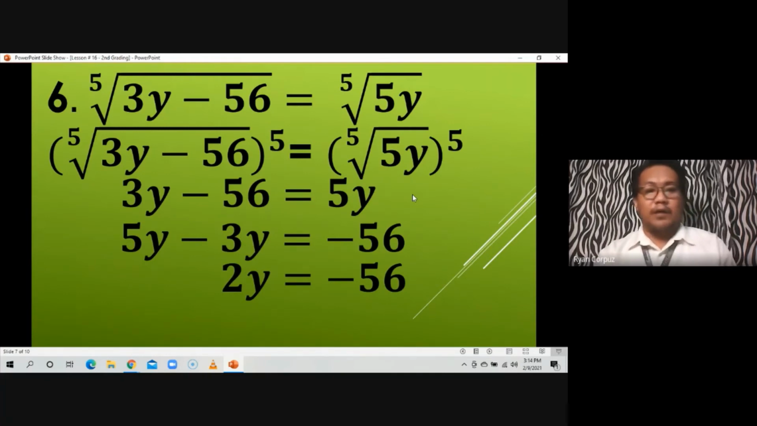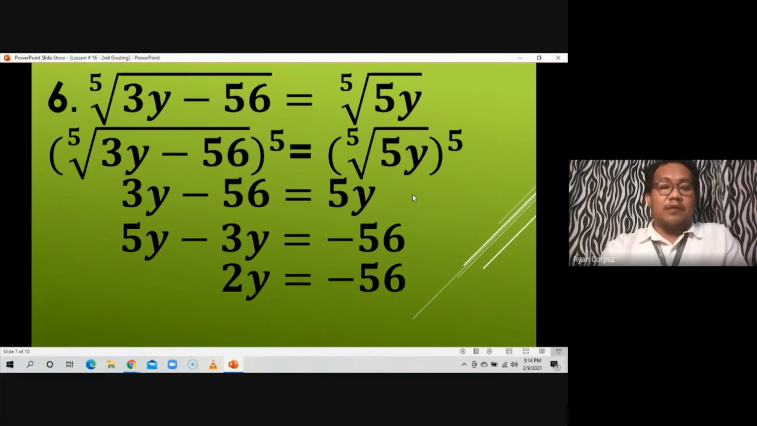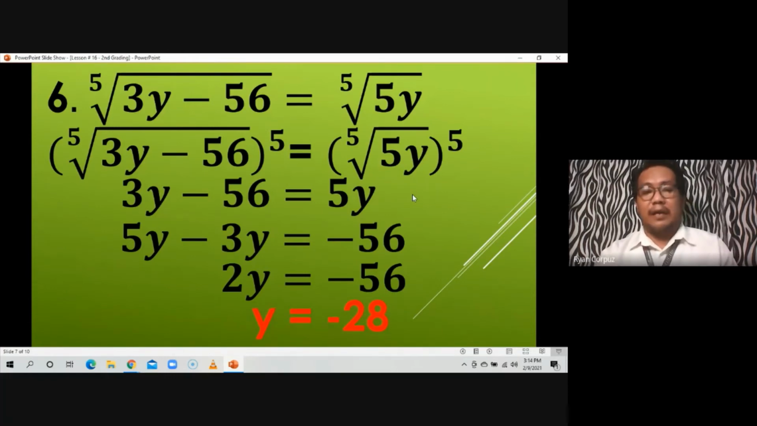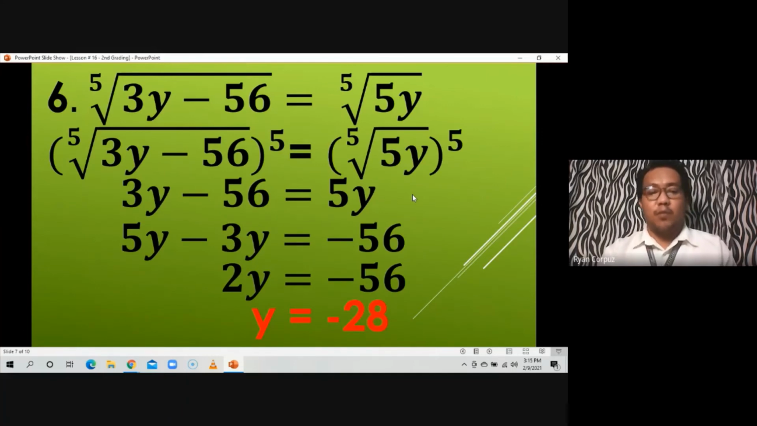Then, since you want to find the value of y, you still have to divide both sides of the equation by 2. Dividing 2y by 2, the answer is y. That is what we are looking for. Then, negative 56 divided by 2. Just divide 56 by 2. Since you are dividing a negative by a positive, you will still come up with a negative answer. So that's why we come up with the answer to number 6 as y is equal to negative 28. That would be half of negative 56, because we divided negative 56 by 2. So again, the answer to number 6 is y is equal to negative 28.